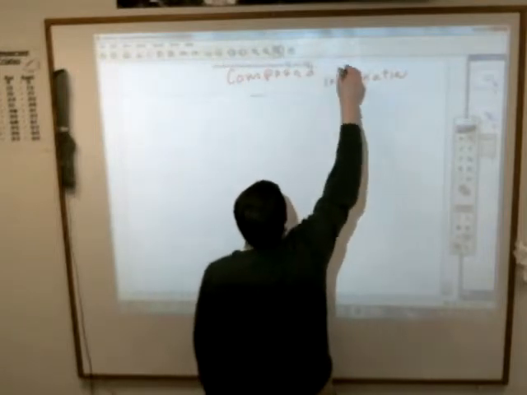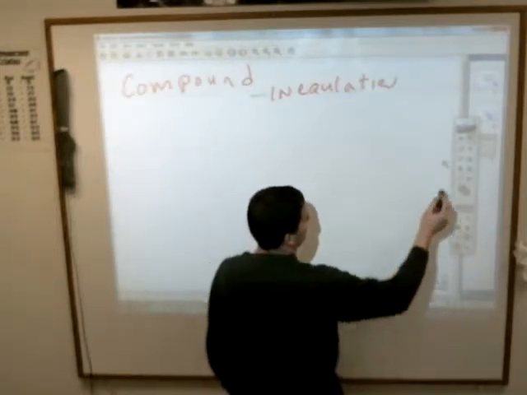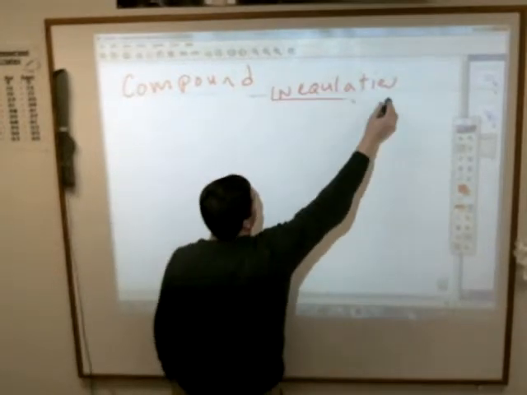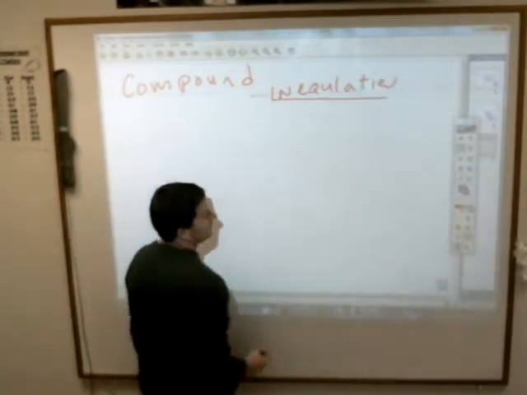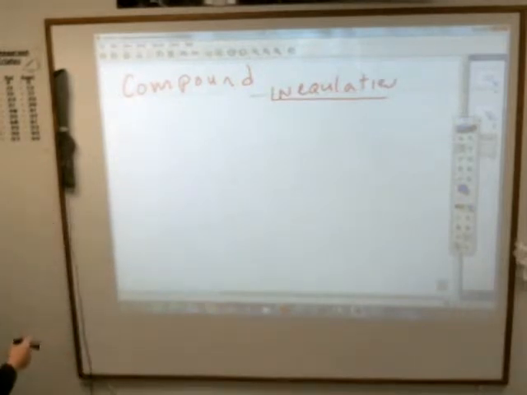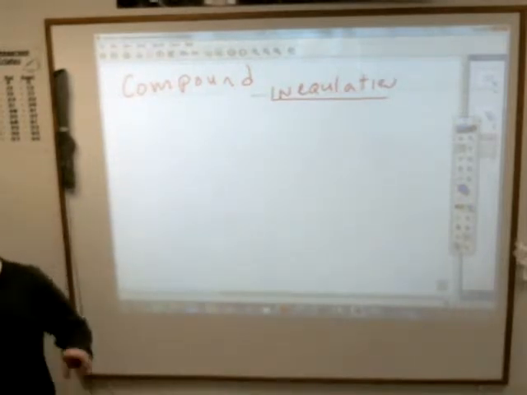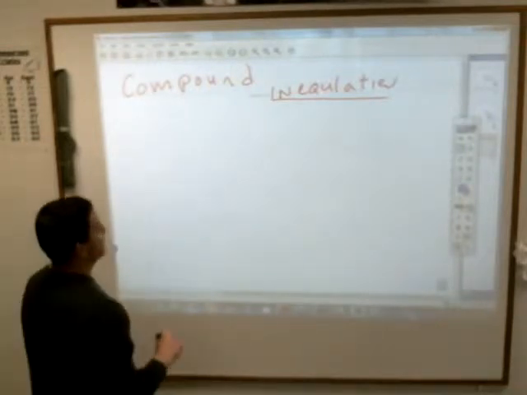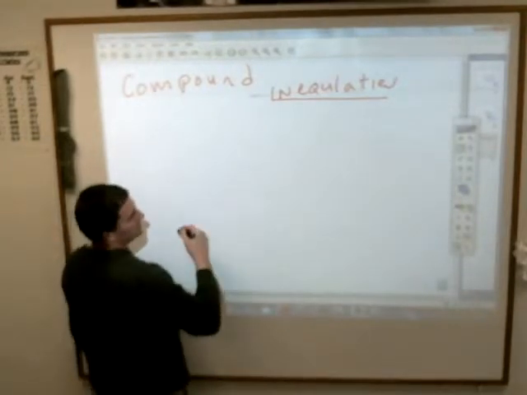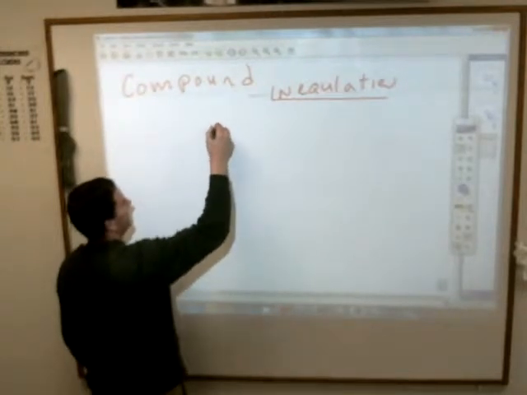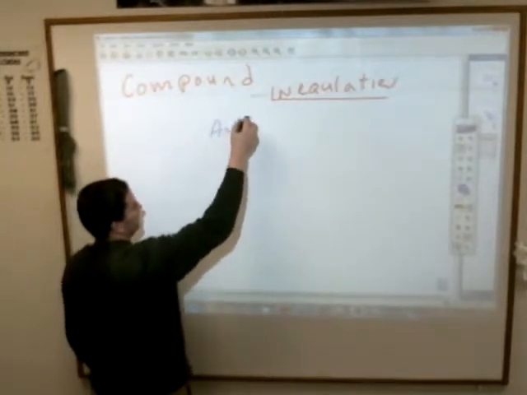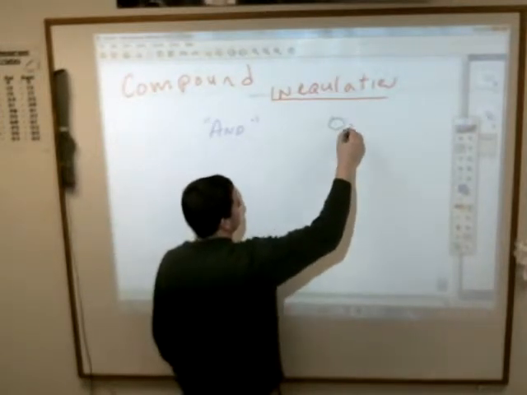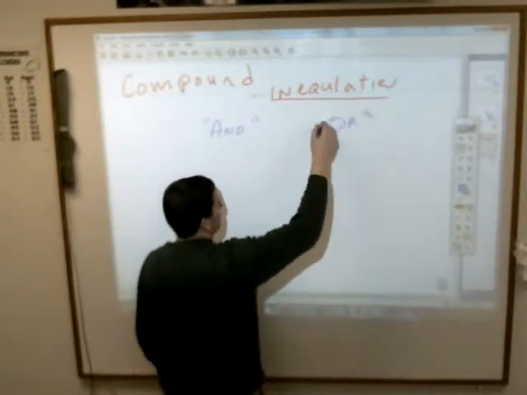Compound inequalities. First of all, let's talk about what a compound inequality is. What's an inequality? Inequalities are those things that tell you what's greater than, less than, whatever. Compound means they're putting two together. And just like with English, I guess, you can either have an "and" compound inequality, or you can have an "or" compound inequality.